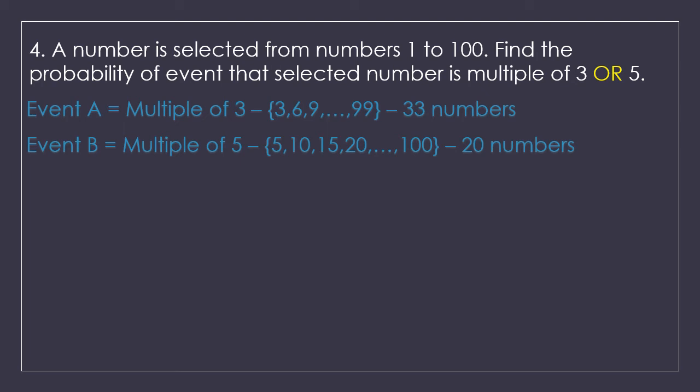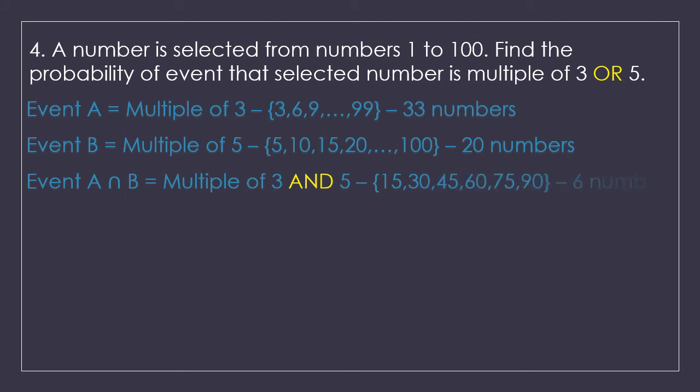Because we are calculating union, we will also need to calculate intersection. That is event A intersection B, a multiple of 3 and a multiple of 5. So 3 and 5, just multiply them. 3 fives are 15. So the multiples of 15, that is 15, 30, 45, 60, 75 and 90. These 6 numbers are the multiples of 3 as well as 5, that is multiples of 15. That will be the event A intersection B.